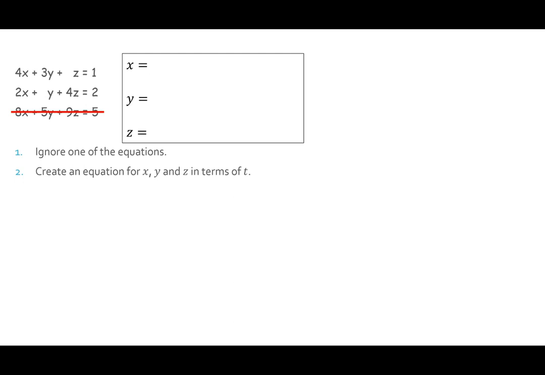The first equation is quite easy to find. All you do is write z equals t. And then you swap out z over here for t in each of my equations. Unfortunately, the other two equations are a little bit harder to find.